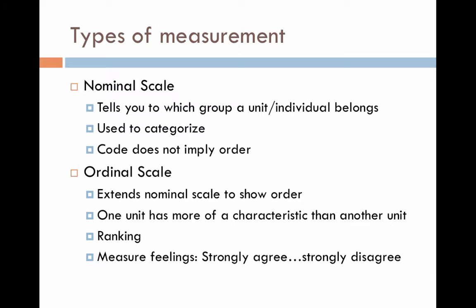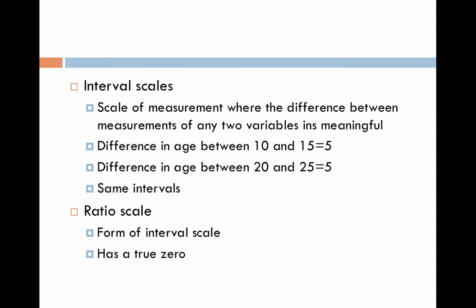An ordinal scale, however, shows order, right? One unit has more of a characteristic than another unit. And so it's a ranking system. We think about measuring feelings, right? Strongly disagree is a lot less agreement than strongly agreeing. And so those are measured on an ordinal scale.